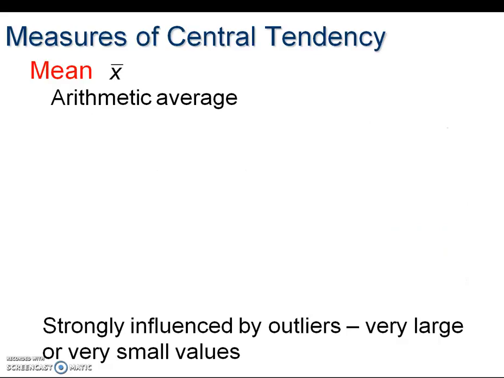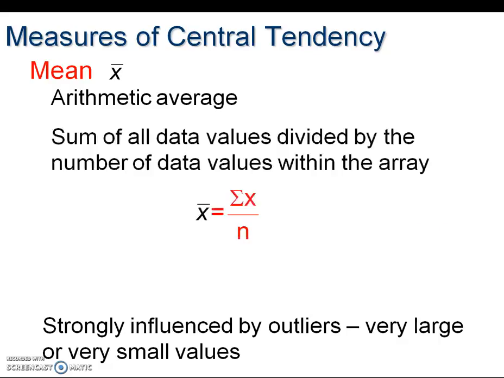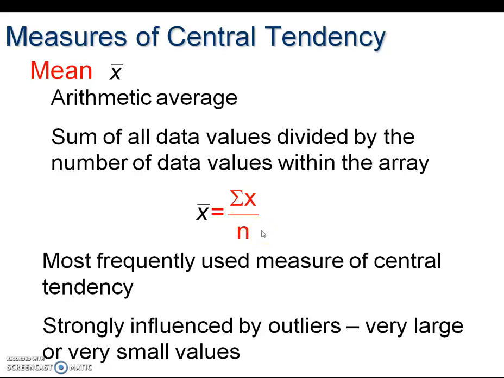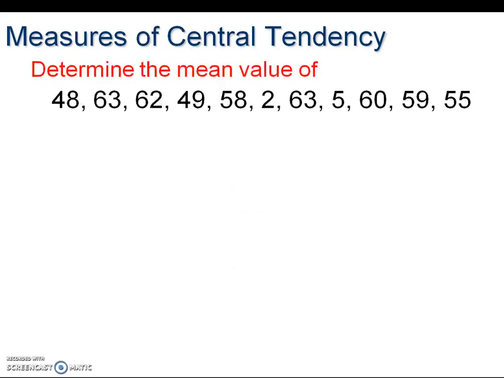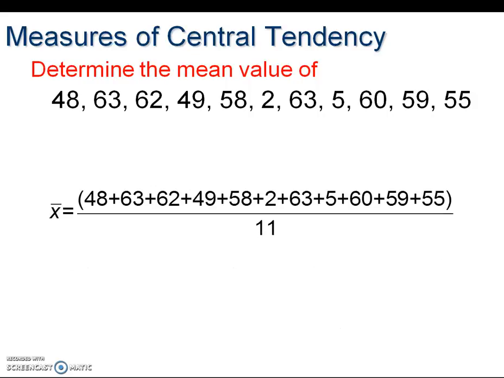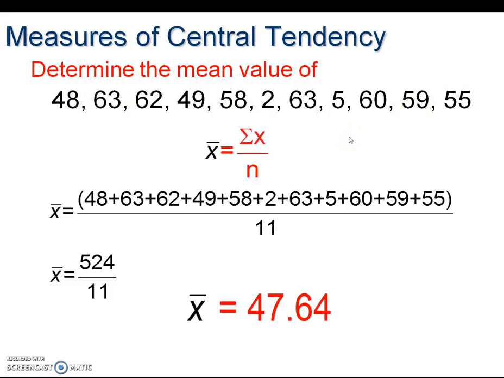Then we have the mean. This is your mathematical average. It's take the sum, that's what the sigma stands for, the sum of all of your pieces divided by how many items there are. It is the mathematical way of looking at the central tendency. So here is the mathematical mean. You just add up all of these numbers and divide by the total number, which is 11, and that gives you 47.64.